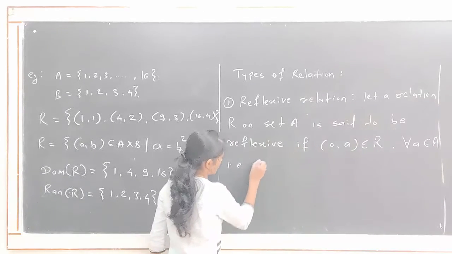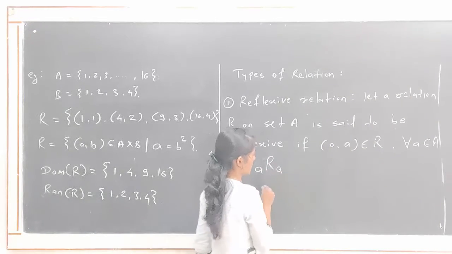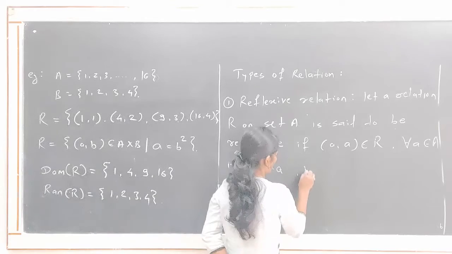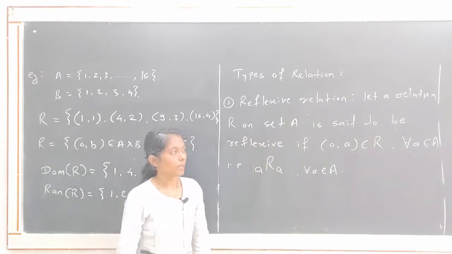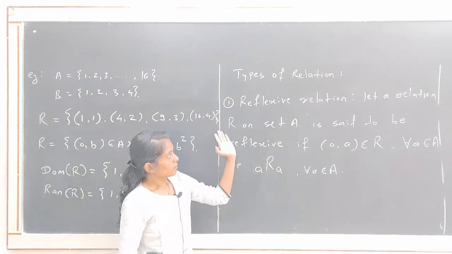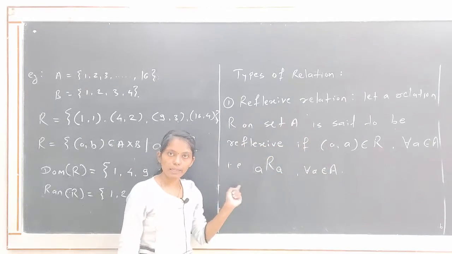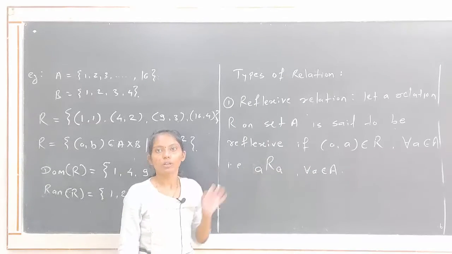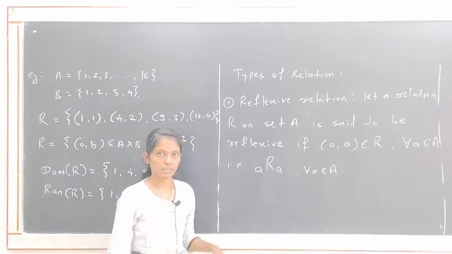That is, A related to A for every A belonging to set A. So R, a relation on set A, is said to be reflexive if the ordered pair (A, A) belongs to R for every A belonging to set A, that is, A related to A itself, right?